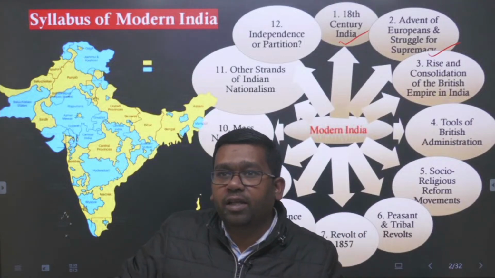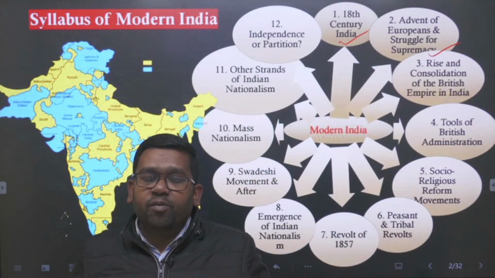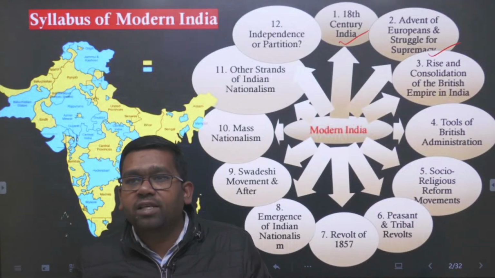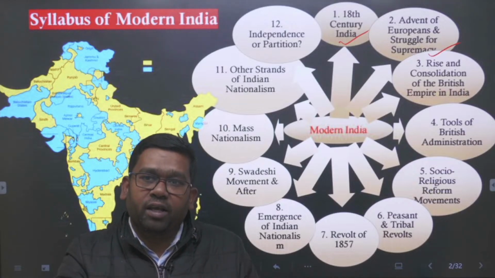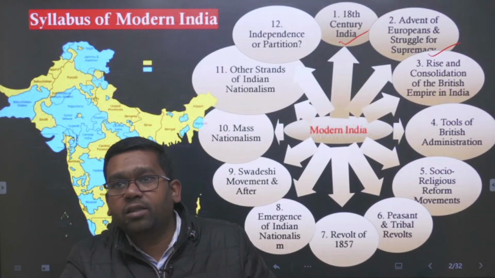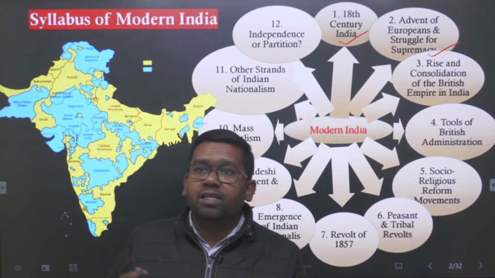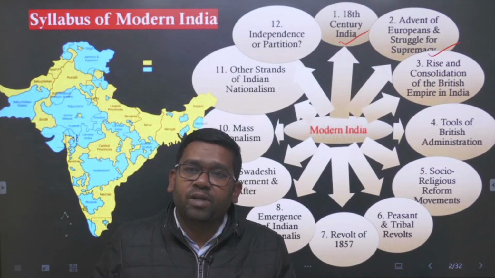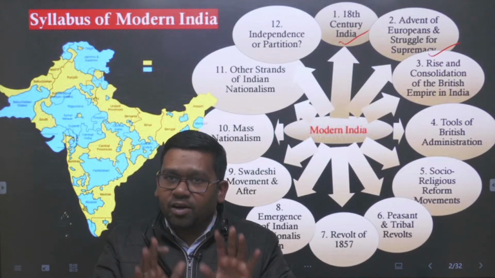This is what we discuss in this topic. So, in the advent of Europeans and the struggle for supremacy, the British became the powerful, and they started conquering more Indian territories. The third chapter is the rise and consolidation of the British Empire in India. In this chapter we discuss how they established their control in India.